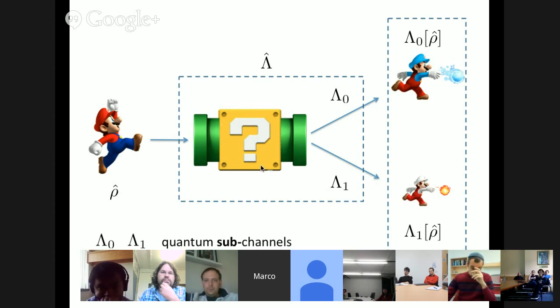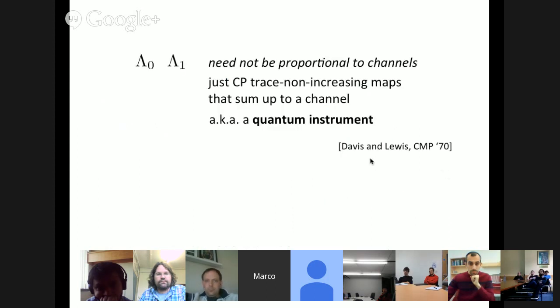So as mentioned, this mystery box with pipes attached, we think of it as a quantum channel, lambda, that has two branches, lambda 0 and lambda 1. So notice now, generalizing this, that lambda 0 and lambda 1 need not be proportional to channels. So we can consider the case where there are two subchannels that are generic, completely positive trace non-increasing maps that sum up to a channel. And this is the notion of quantum instrument that was introduced already in the 70s.